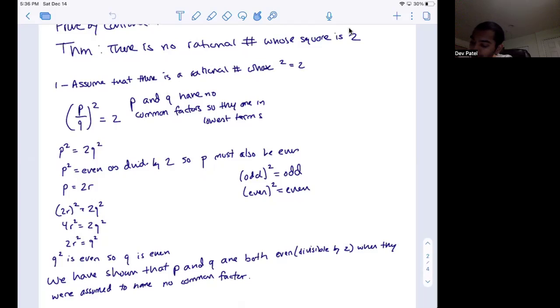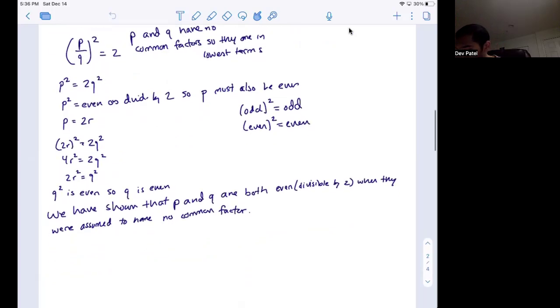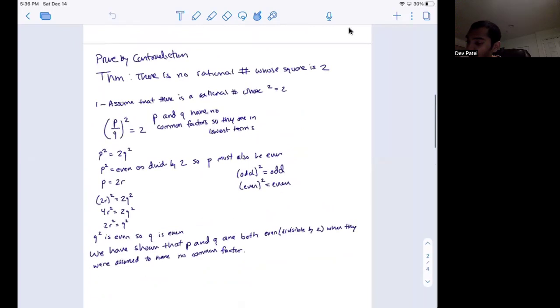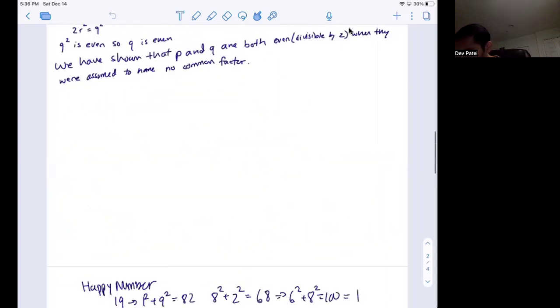We've shown that the assumption that there is a rational number whose square is 2 cannot hold true, because of this contradiction: we've shown that p and q are both even, where in the beginning we assumed that p and q have no common factors. And we've shown that they do have a common factor of 2 because they're even. So this is proof by contradiction.